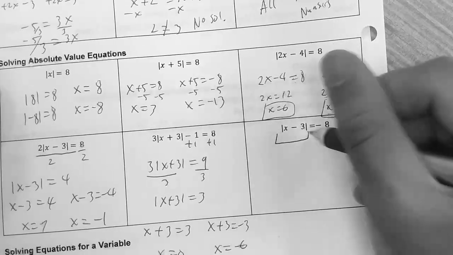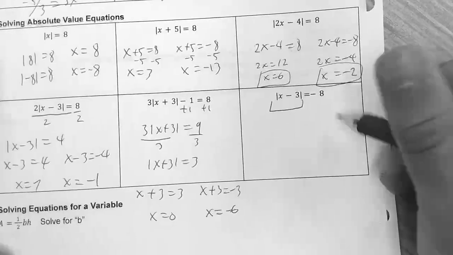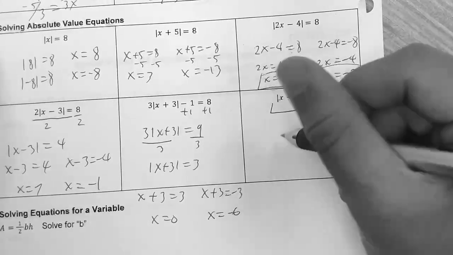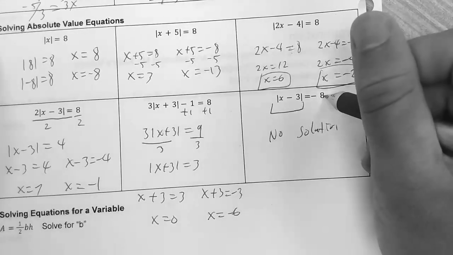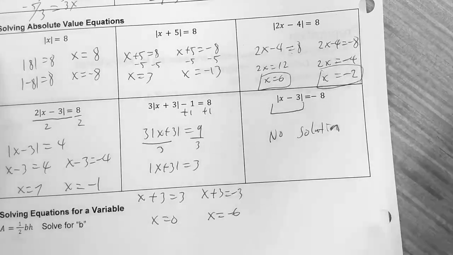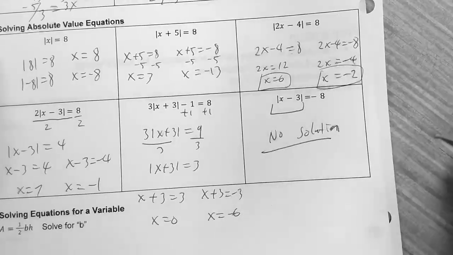Here, an absolute value cannot equal a negative number. That's impossible, so this is no solution. The absolute value cannot equal a negative number by definition because absolute value turns it positive. No solution.